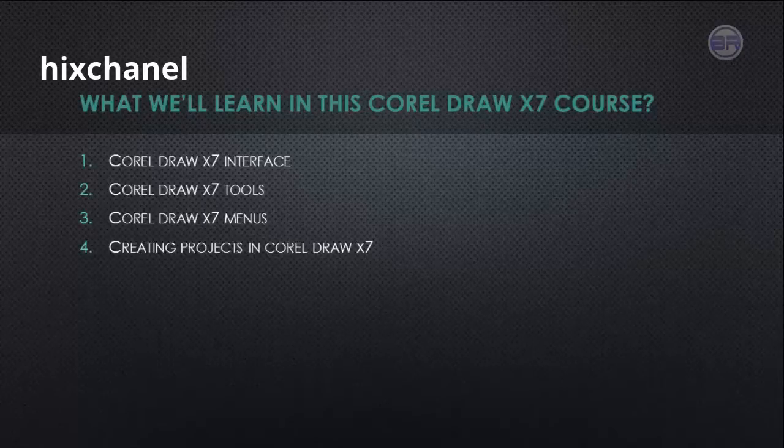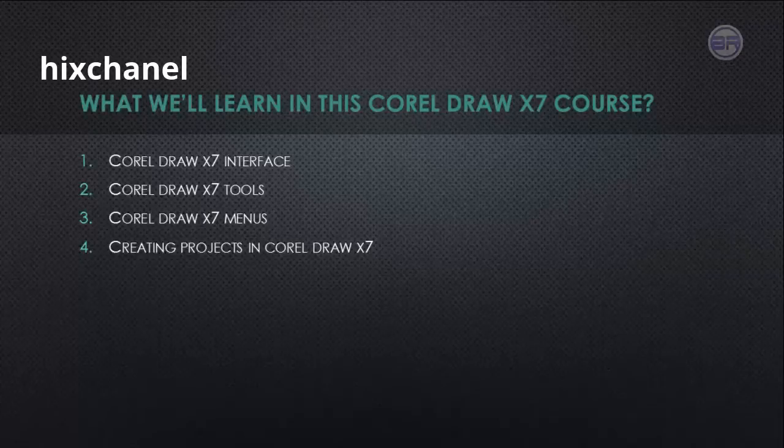Now what we will learn in this Corel X7 course: this course will have 4 simple sections for you. The first one will be understanding the Corel software, the interfaces of Corel software. When we open it and see how many sections there are in Corel, we can understand them very easily in a few lectures in the first section. After that we will discuss the tools inside Corel software, and then we will discuss the important menus of Corel, and in the last section we will create projects in Corel X7.